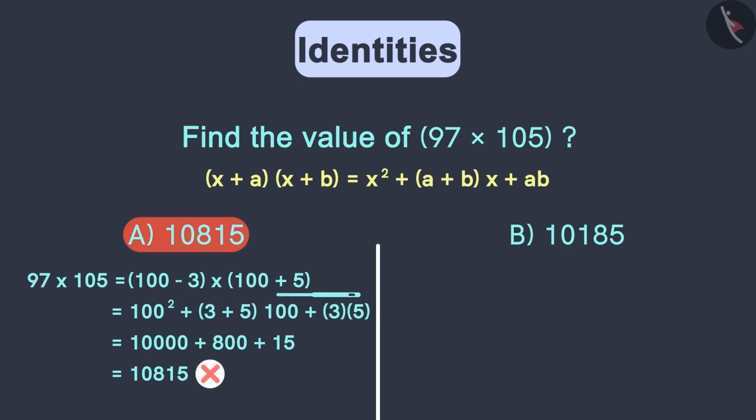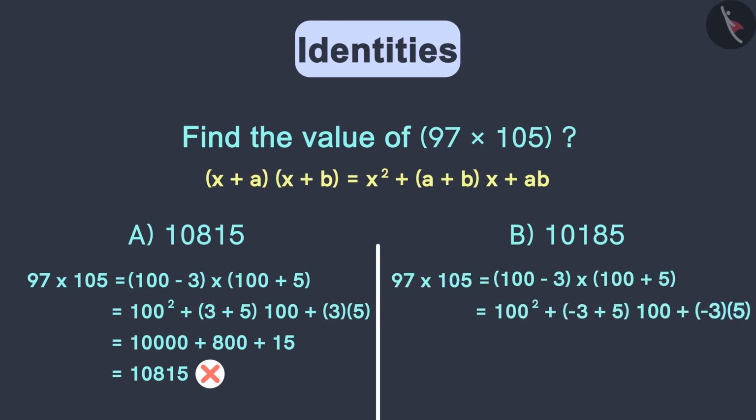Look at this step. According to the identity, at both these places we have substituted the value of A as 3. But if we carefully observe this, we could see that the value of A is not 3, but it is -3. Therefore, we get an incorrect answer. The correct step would be this. After further simplification, we will get this. Therefore, option B is the correct answer.